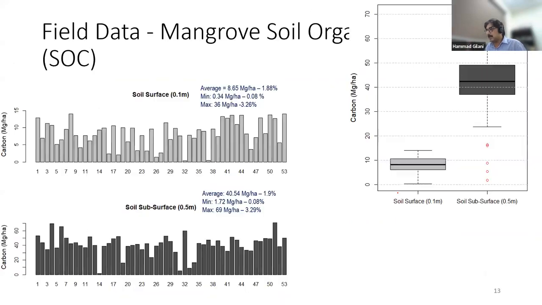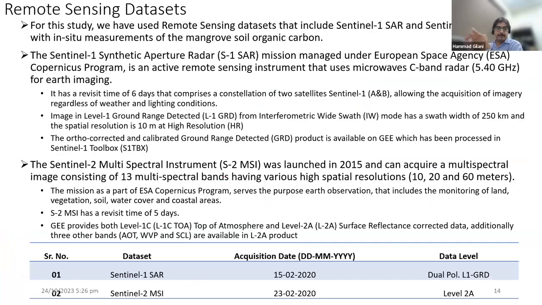Soil carbon assessment. Here you can see the initial result: soil surface at 0.1 meter and subsoil at 0.5 meter. We can clearly see the difference between surface and subsurface soil organic carbon, and again we have an outlier in the subsurface data. From the mapping point of view, as we know, the penetration power of Sentinel-1 and Sentinel-2 is reflectance-based, so we worked only on the surface data. We didn't work on the subsurface side.